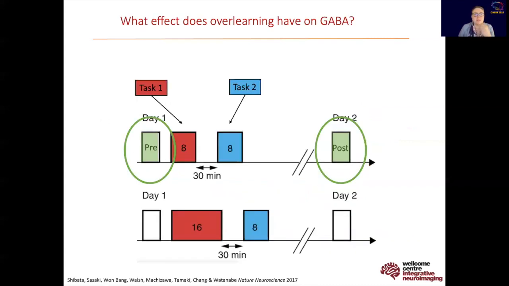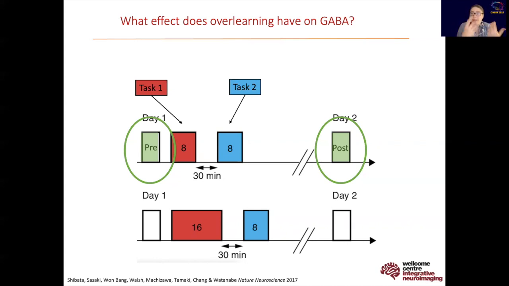This is work done by Watanabe and colleagues, and they were particularly interested in what happens during overlearning. So when you're not still actively learning a task, as I've shown you previously, but you've very, very much learned it, what changes do we see in GABA levels at that point? The hypothesis being, perhaps, that you would get a decrease in GABA during learning, as I've previously shown you. So I've shown you that in a brain region we think is critically important in learning that task, we see a decrease in GABA during learning.